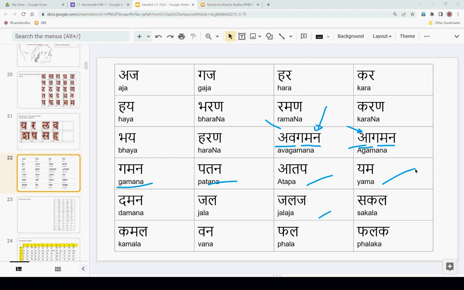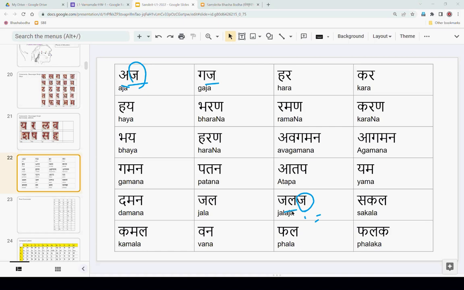Jala, ja: one that is born in the water. Note again that ja here indicates born. Here also there is a ja, but this ja, as in Gaja, is different. But with a ja, both sides of born are there. Aja means not born. Jalaja means which is born in the water, which could be anything. Whatever is born in the water, we can use jalaja.